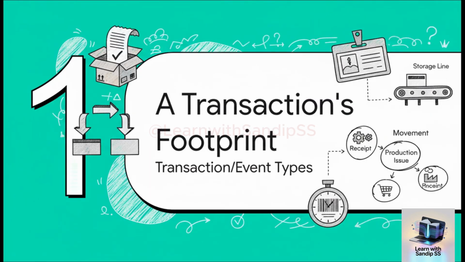Okay, let's dive in. The very first thing SAP needs to figure out is what kind of movement just happened. Was it stuff coming in from a supplier? Was it a transfer between two warehouses? Or maybe goods being issued to a production line? Every single movement needs a unique identifier, and in SAP, we call that a transaction or an event type.